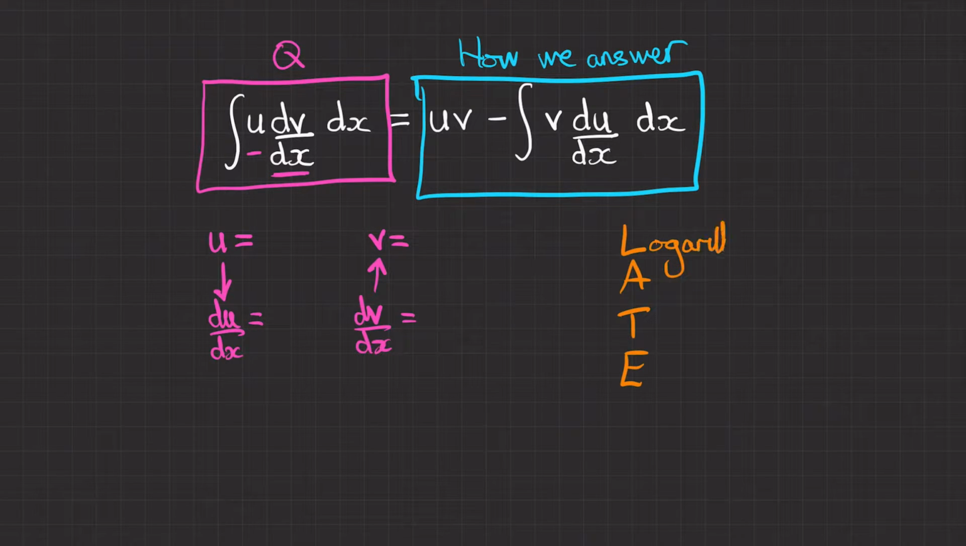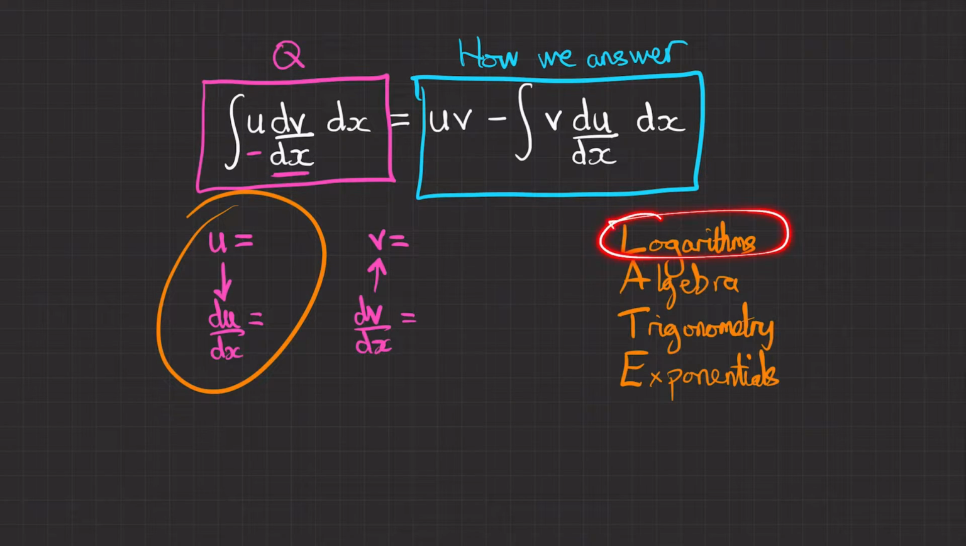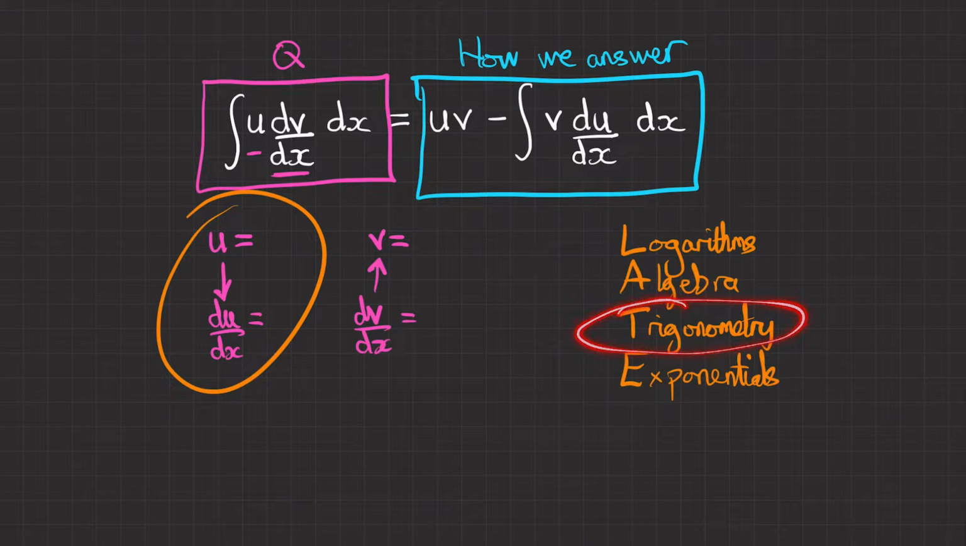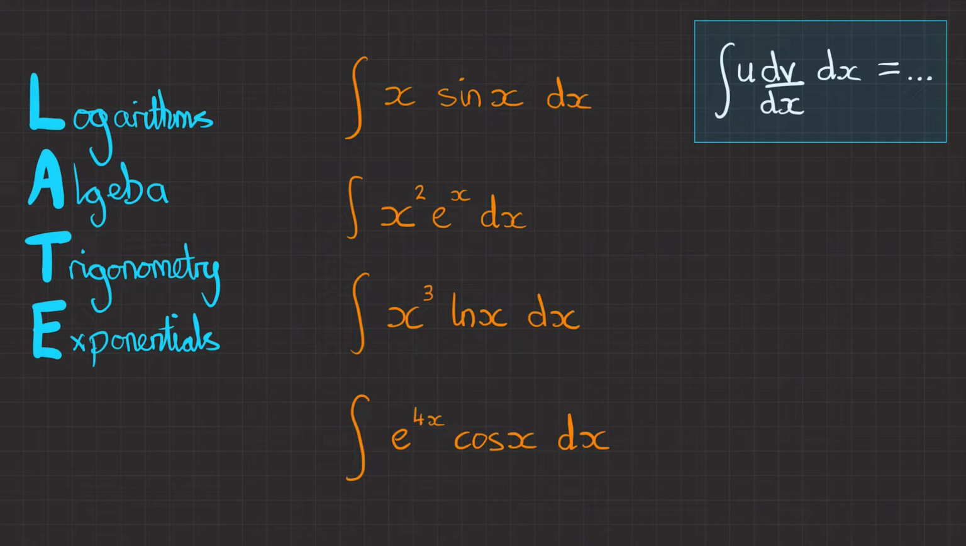Well, we've got logarithms, algebra, trigonometry, and exponentials. So to know which of the parts is going to be our u value, which we will differentiate, if you have logarithms involved, that will be our u value, and the other will be our dv by dx value. If you haven't got them, then the algebra will be the u value. If you haven't got them, then it'll be trigonometry, and then if not, you'll have exponentials. To demonstrate what this means more practically, here are some questions I'll show as an example.